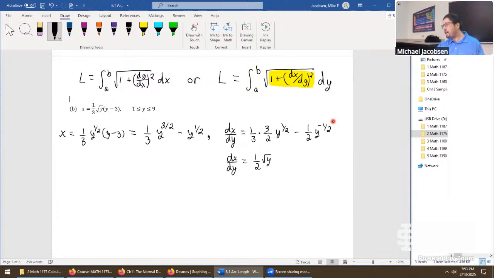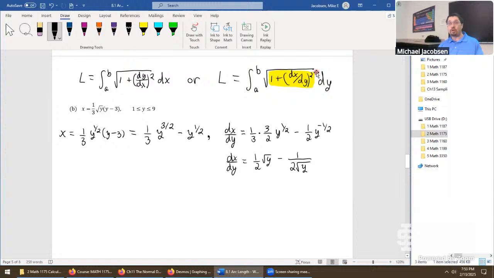1/2 square root y. That comes from cancellation here and just changing it to a square root. Here's going to be minus 1/2. I'm going to drop this into the denominator. Now its power is positive 1/2, which means you could throw a square root there if you prefer, but y to the power 1/2 is just as good. So we've got dx/dy down.